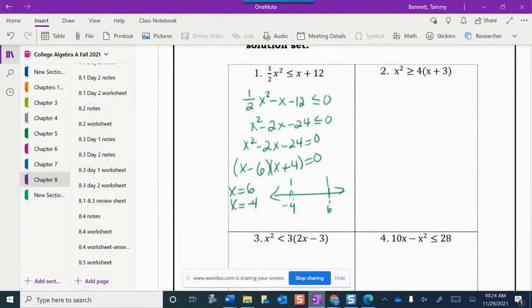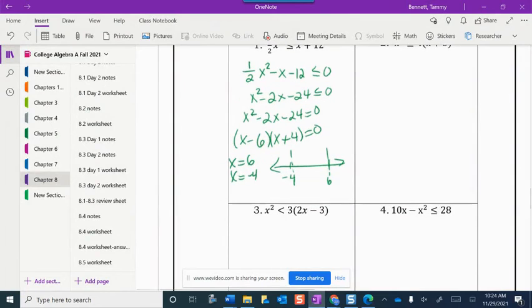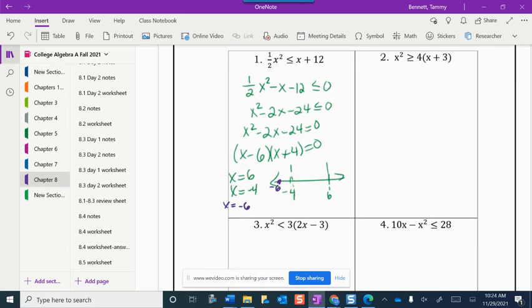All right, so let's finish this one. Let's look at a point here. Let's say -6. So when x equals -6, let's put it into the first equation there. So 1/2 times -6 squared. -6 squared would be 36, times 1/2 would be 18. So I'm putting this back into the first equation. So 18 less than or equal to -6 plus 12. Is 18 less than 6? That is a no, so not true there.